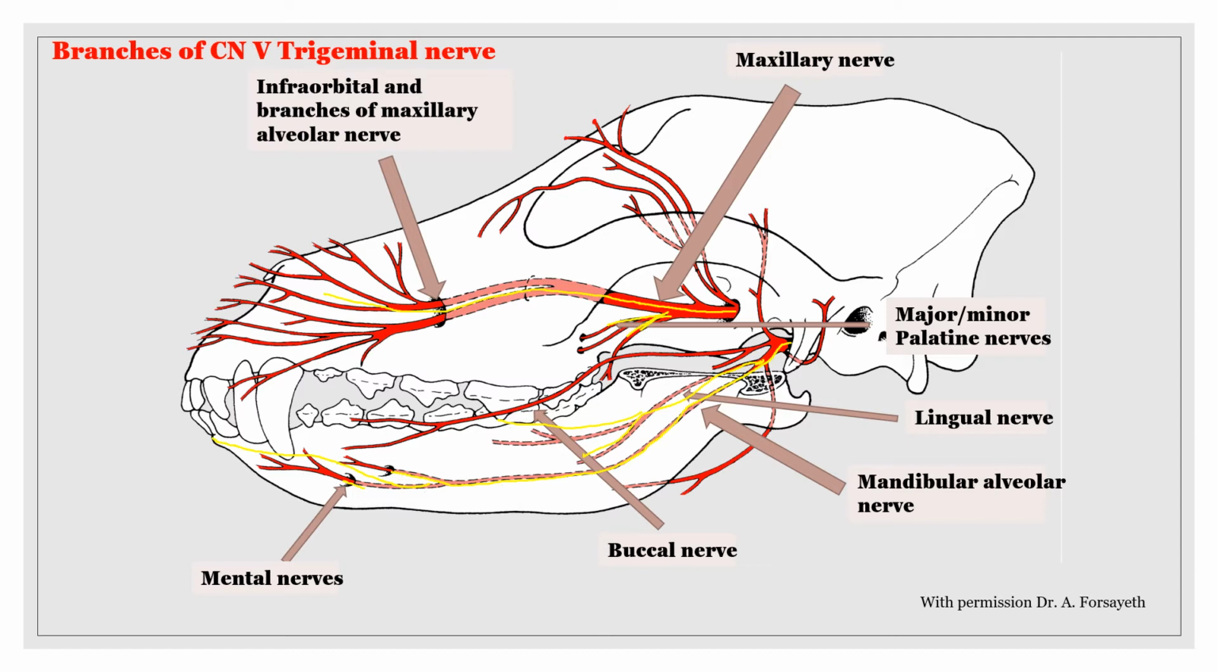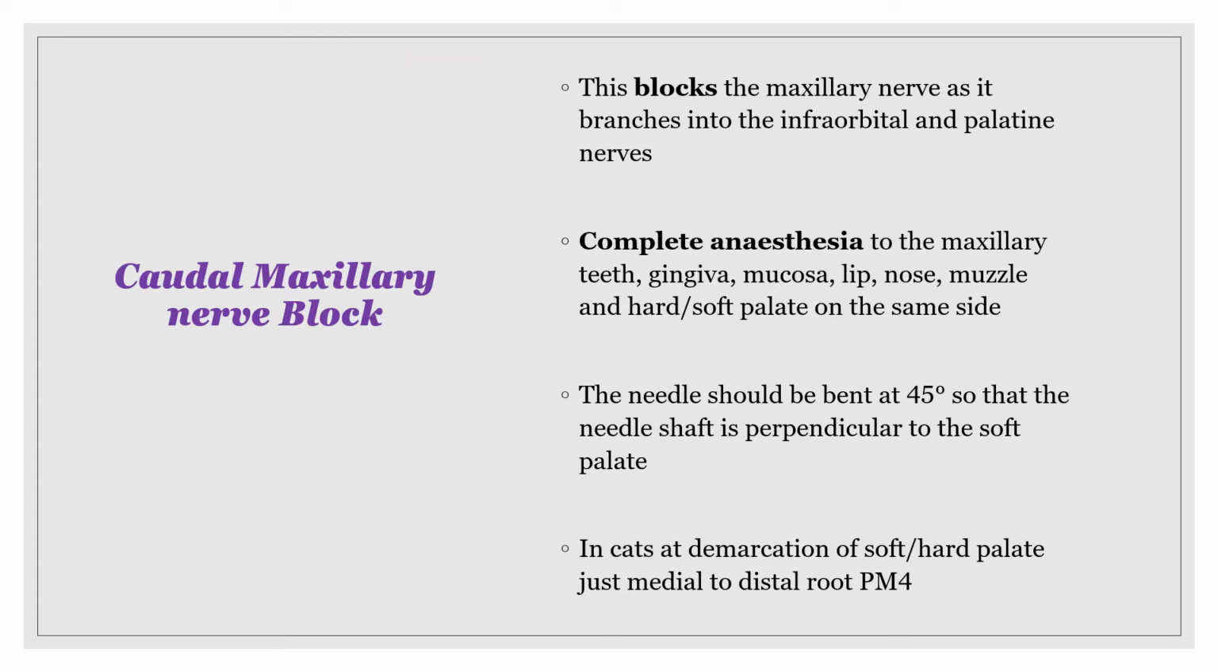And the other branch that comes off also is the buccal nerve. So this is the buccal nerve. It will supply the caudal teeth, the buccal mucosa of the caudal teeth, up to about premolar 4. So it's also a nerve that we will block when we give the mandibular nerve block. We'll talk about the caudal maxillary nerve block. So this blocks the maxillary nerve as it branches into the infraorbital and palatine nerves, the major and minor palatine nerves. It does give complete anesthesia and analgesia to the maxillary teeth, the gingiva, the mucosa, the lip, the nose, the muzzle, and hard and soft palate on that same side.